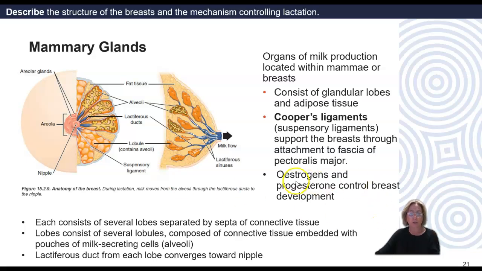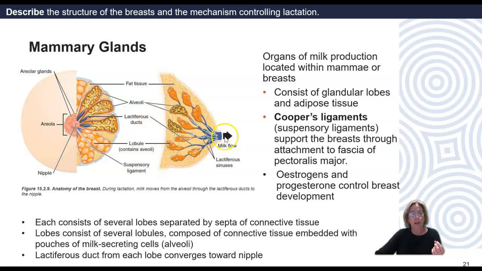And of course, at puberty, once estrogens and progesterone start to be secreted, this controls breast development. So here you can see that each breast consists of several lobes separated by septa of connective tissue. The lobes themselves consist of several lobules composed of connective tissue embedded with pouches of these milk secreting cells called alveoli. And the lactiferous duct then from each lobe will converge towards the nipple.